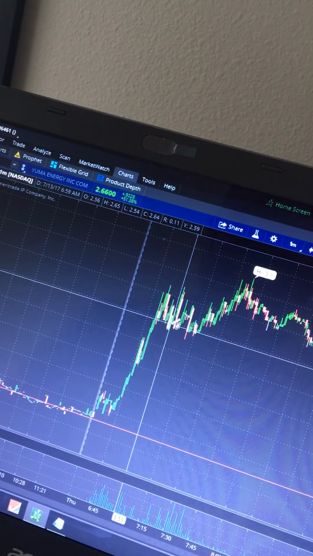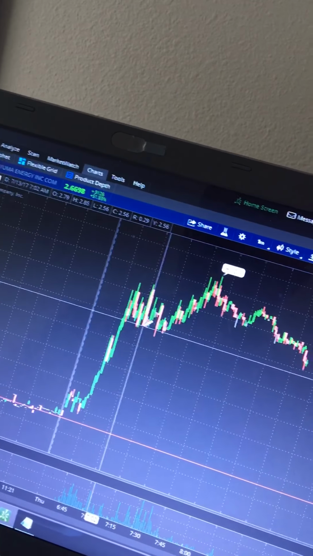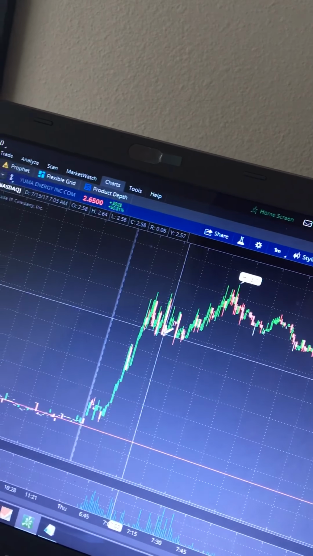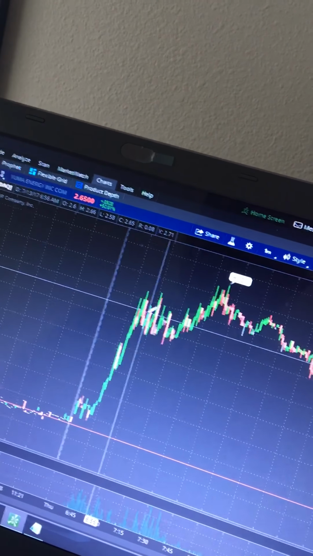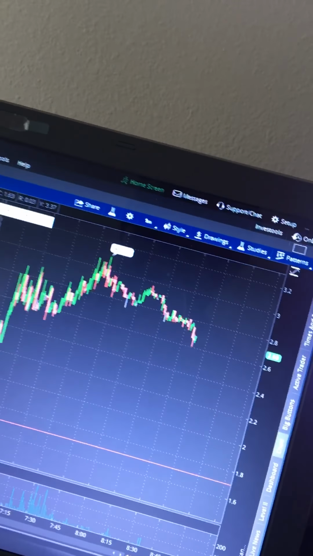Once I realized that it wasn't going to take a hard dip, I would have cut my losses. I could have cut my losses down here, I could have cut my losses up here, but I would have cut my losses right away and taken a small loss, probably 2-3 cents, which is very, very acceptable for me, considering that it's a $2 stock.